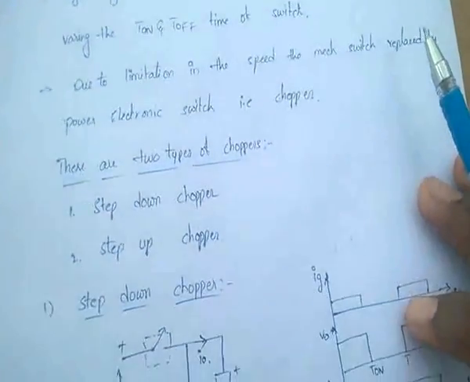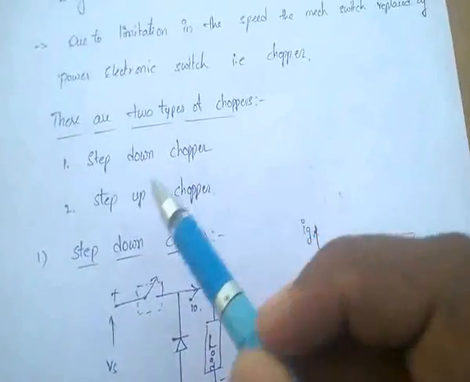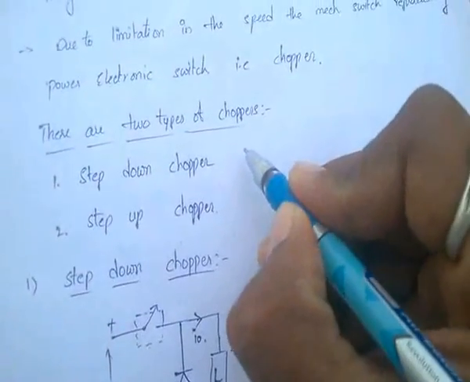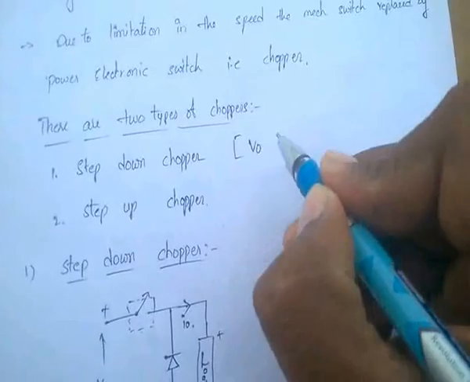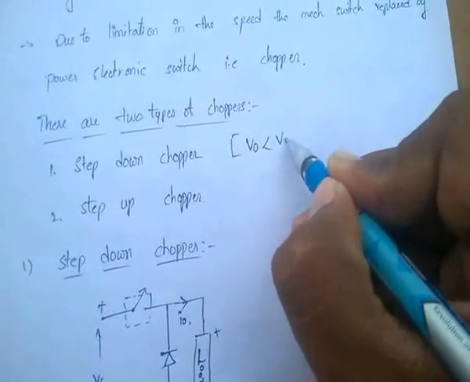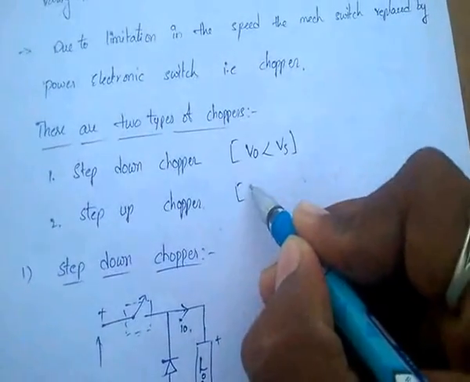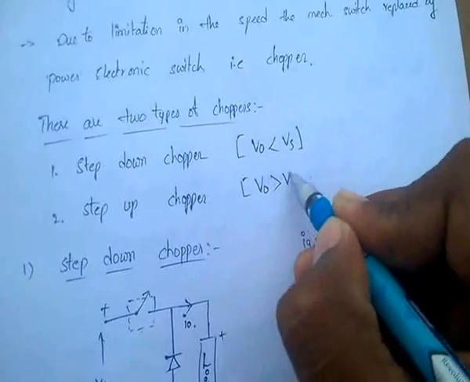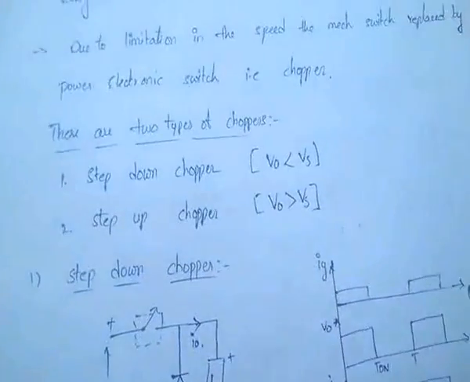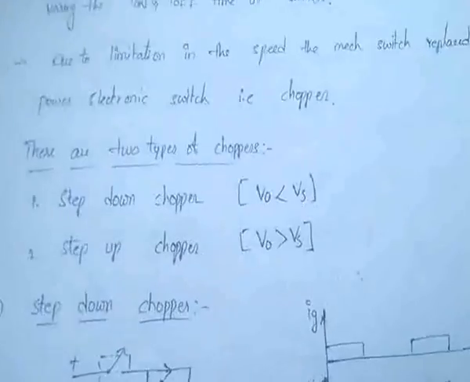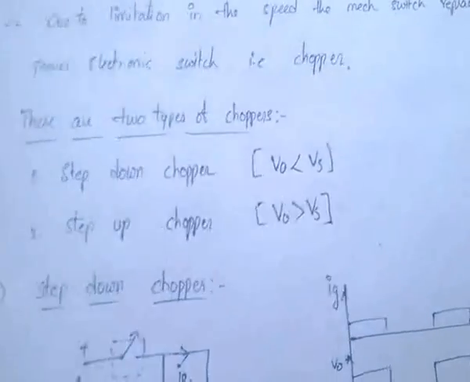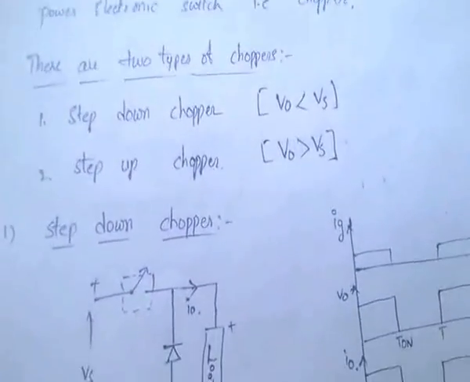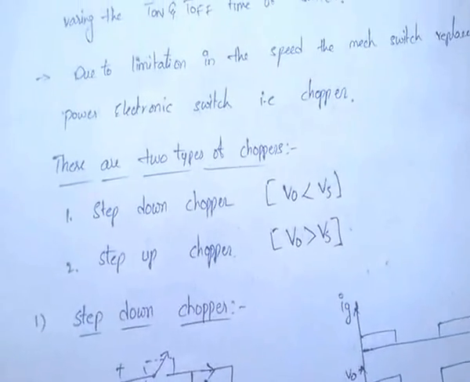There are mainly two types of chopper: step down chopper and step up chopper. Step down chopper means the output voltage is less than the supply voltage. Step up means the output voltage is greater than the supply voltage. The choppers are nothing but DC transformers.